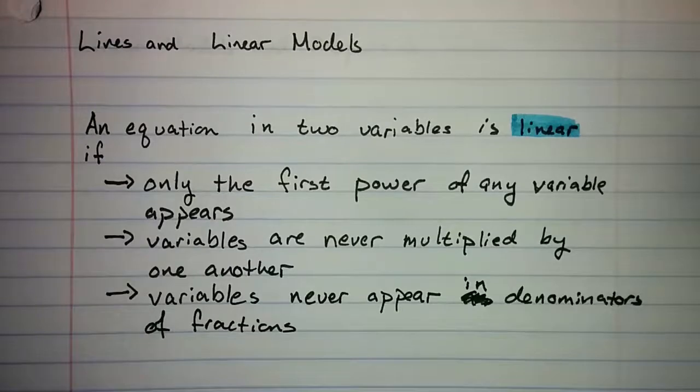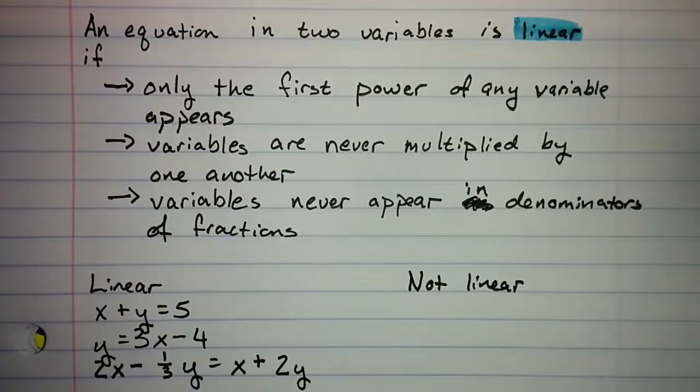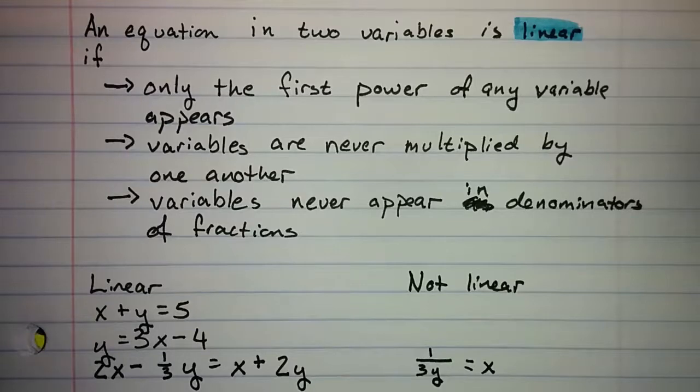So, just to see some examples, the equation x plus y equals 5 would be linear. y equals 3x minus 4, linear. 2x minus 1/3 y equals x plus 2y, linear. Notice that this is the number 1/3 multiplied by y. If this were 1 over 3 times y, this would be completely different. In fact, 1 over 3y equals x would be an example of an equation that is not linear.